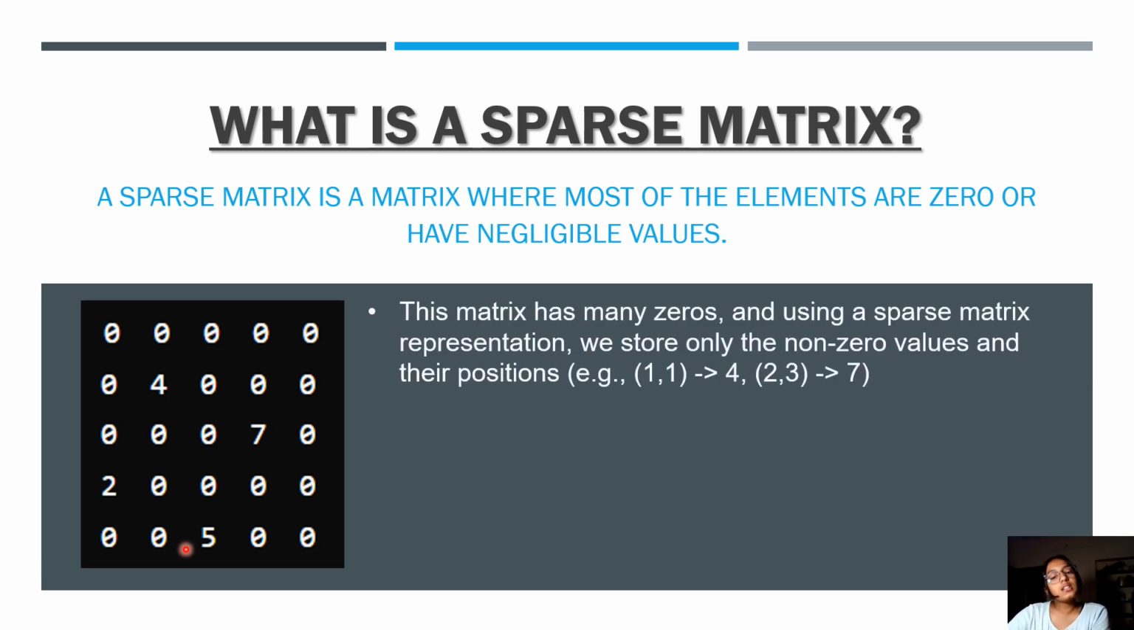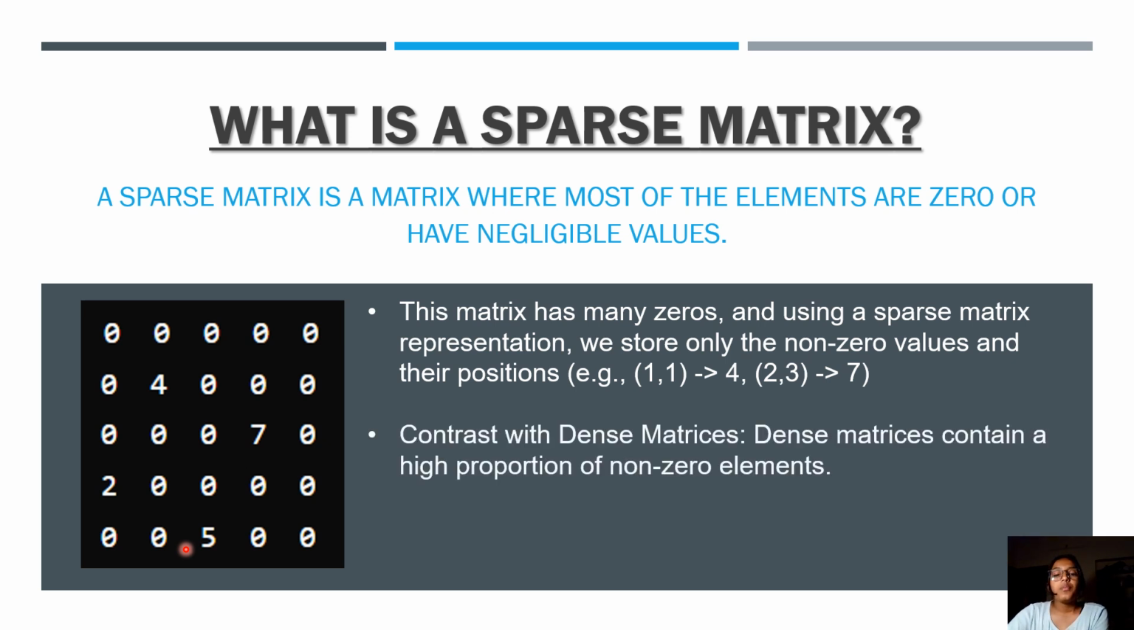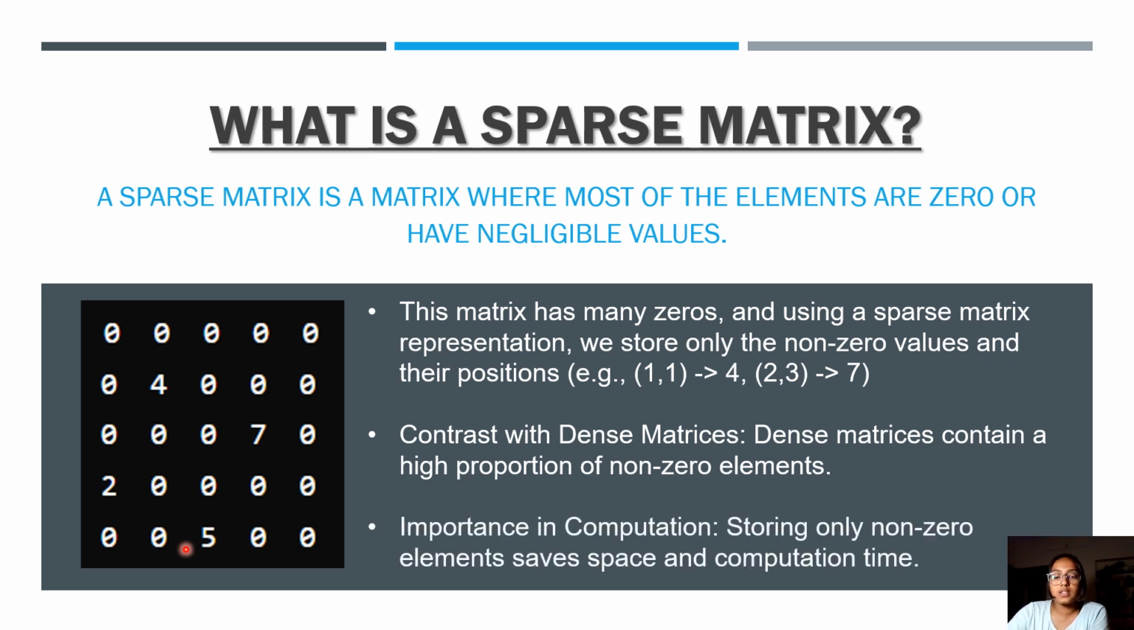So this matrix has so many zeros, and using the sparse matrix representation will only store the non-zero values, as I have discussed earlier. In contrast, the dense matrix contains a high proportion of non-zero elements. As we have discussed, storing many zero elements results in wasting storage space. Importance in computation: storing only non-zero elements saves space and computation time.